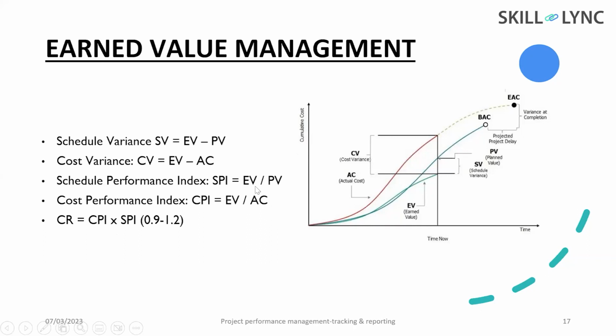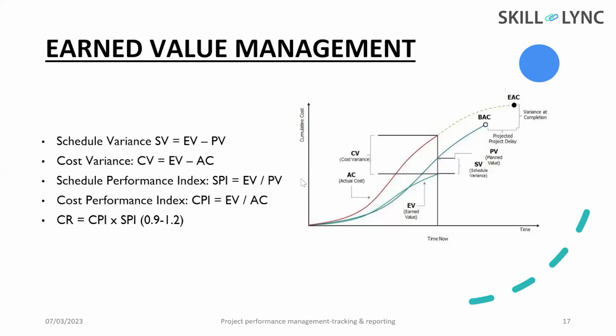So if you are getting a value, say 1 or 1.2 for schedule performance index, if the value is greater than 1, we can say that your project is ahead of schedule. If the value is less than 1, we will say that your project is behind the schedule. And in the case of cost performance index, if the value is greater than 1, we will say this is ahead of the budget or out of budget. If it is less than 1, we will say it is under the budget.